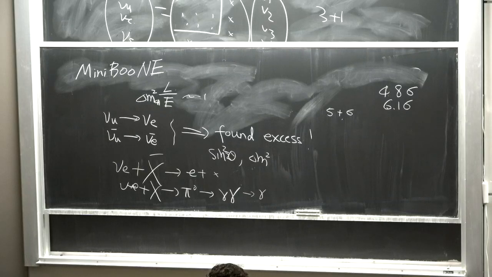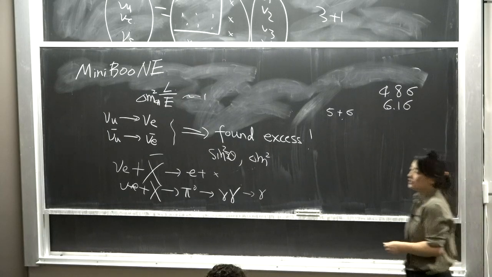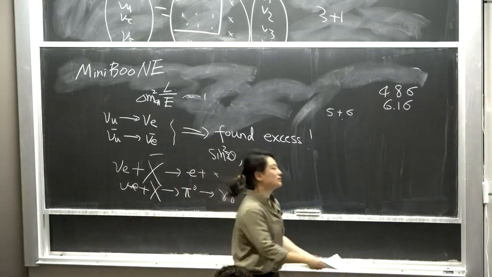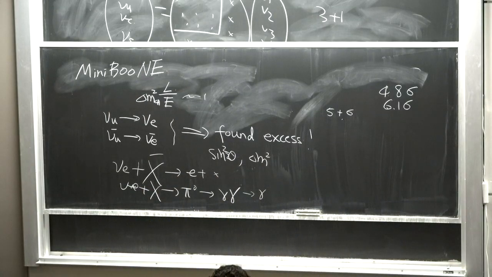So for this generation, the short baseline program at Fermilab will test the signal. And there, it will be super conclusive when all the detectors are online for the following reason. So first, you're seeing an oscillation. So ideally, you want to see how things actually oscillate, like a sine function.